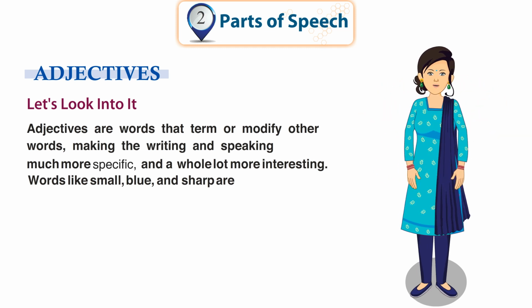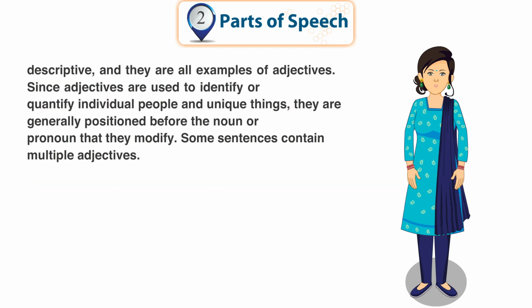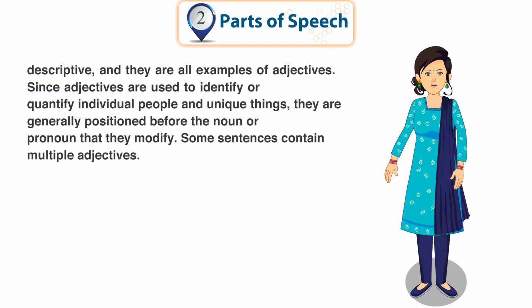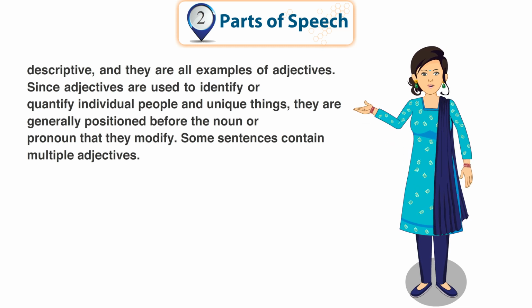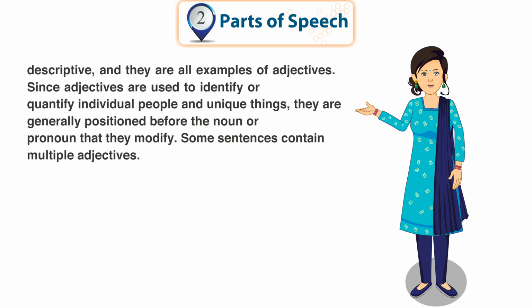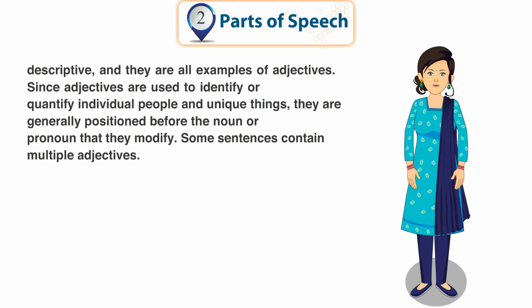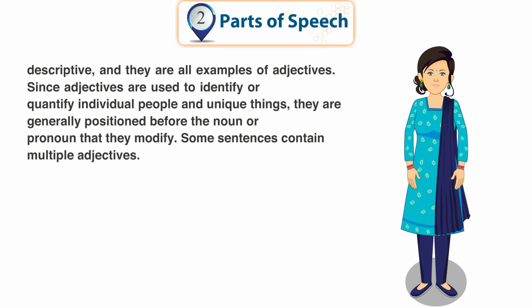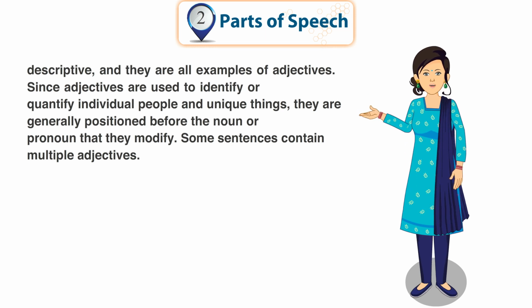Words like small, blue, and sharp are descriptive, and they all are examples of adjectives. Since adjectives are used to identify or quantify individual people and unique things, they are generally positioned before the noun or pronoun that they modify. Some sentences contain multiple adjectives.